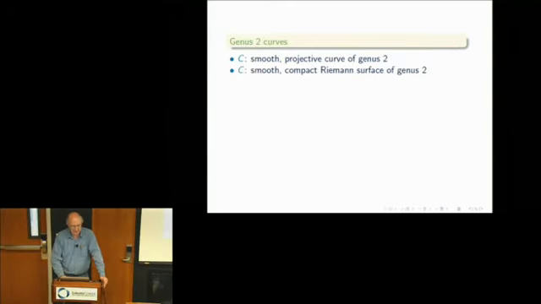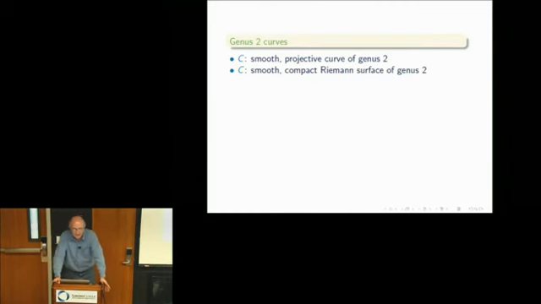Now, after all this, I would like to spend some more time on the moduli space of genus 2 curves, with some very simple concrete examples. This C, you can think of it either as a smooth projective curve of genus 2, and so that is an algebraic variety. If you prefer complex analysis, then it's a smooth compact Riemann surface of genus 2.